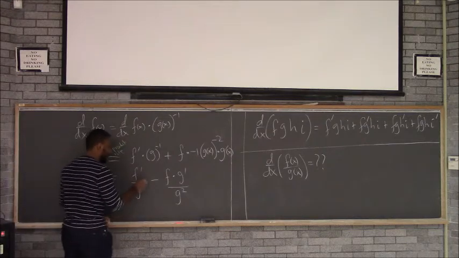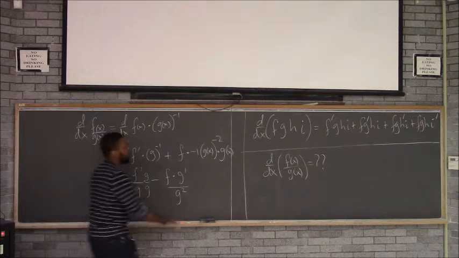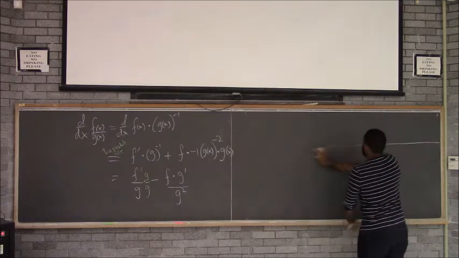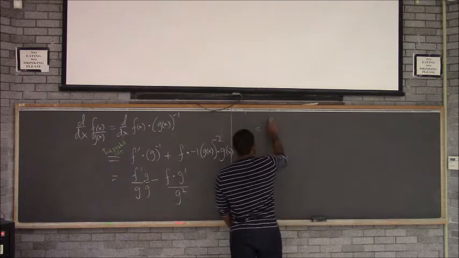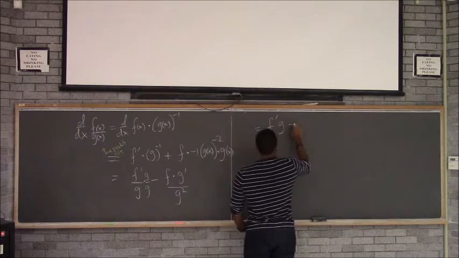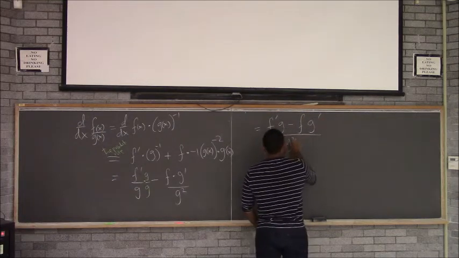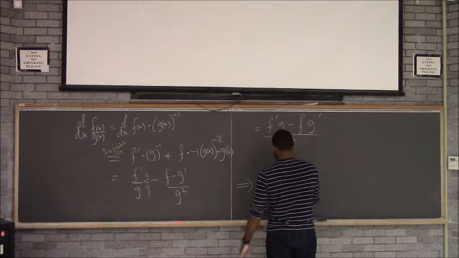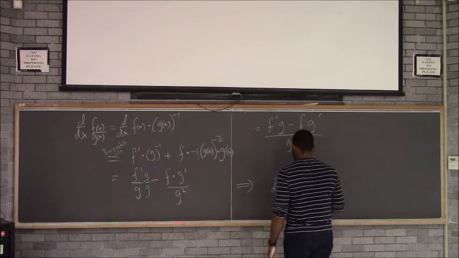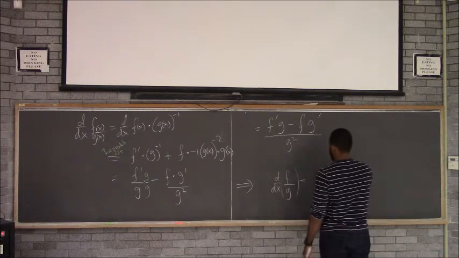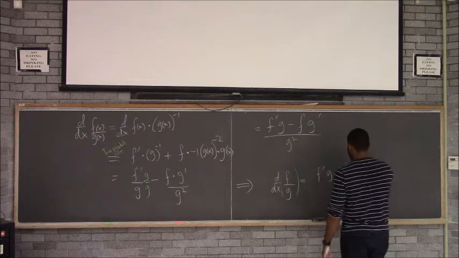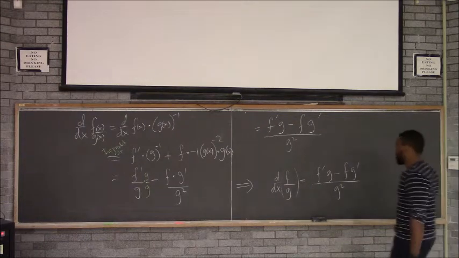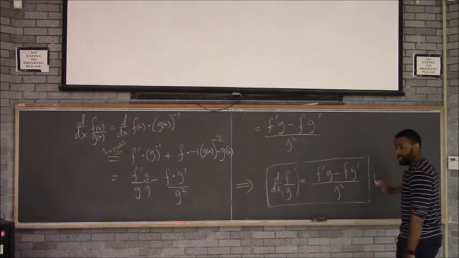What I can do at this point is multiply and divide by g to create a common denominator. And so I get f prime times g minus f times g prime over g squared. And this is called the quotient rule. Why? Because the quotient is the result of a division, and this is a division. So the derivative of f divided by g is the bottom times the derivative of the top minus the top times the derivative of the bottom over the bottom squared. There are all sorts of mnemonics for this: low d high minus high d low over low squared. I don't particularly care how you memorize it, just make sure you memorize it. It's called the quotient rule.